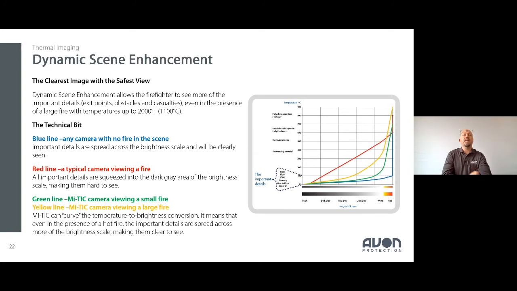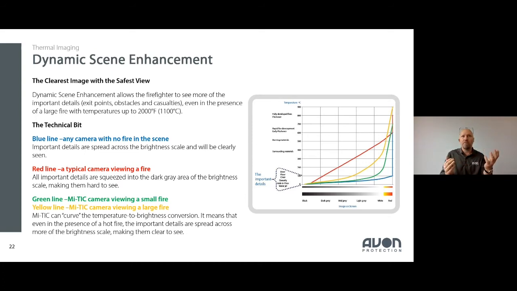On the dynamic scene enhancement, this is where we describe how we manipulate the image to give you the clearest and safest view. So bear with me on this one because it's quite difficult to explain, but in our opinion, the clearest and safest view is when you can see the detail in the fire, as I described earlier, but also you can see the rest of the scene, and you can see those together, not one or the other.